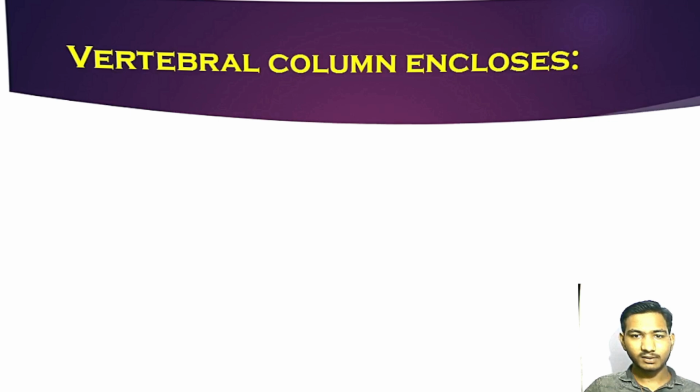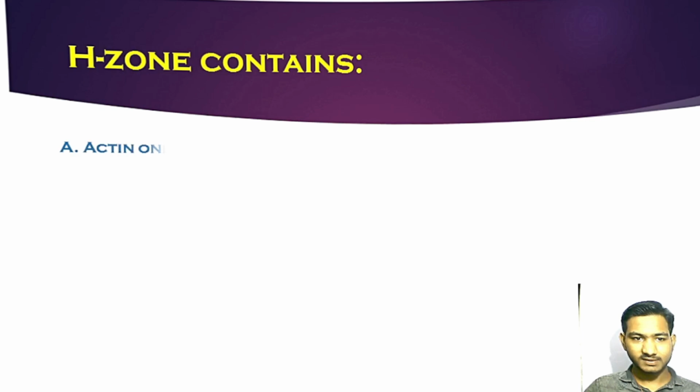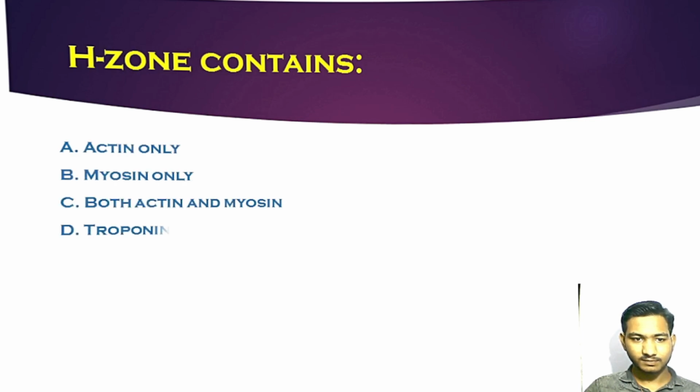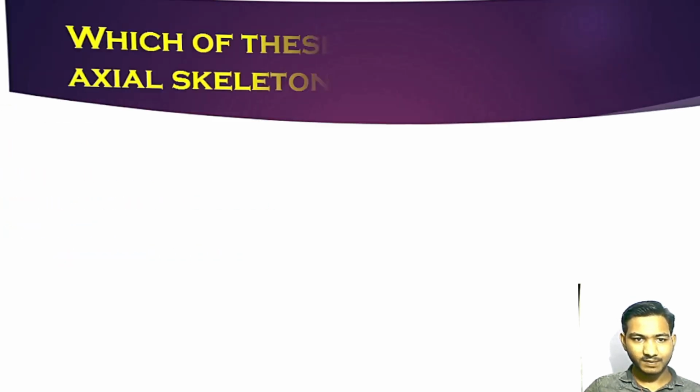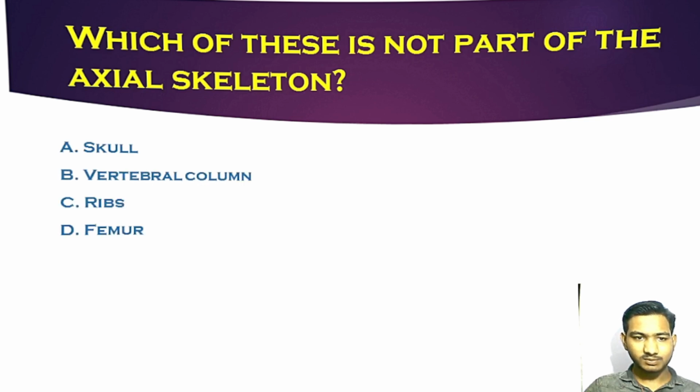Vertebral column encloses spinal cord. H zone contains myosin only. Which of these is not a part of the axial skeleton? Femur is not a part of the axial skeleton.